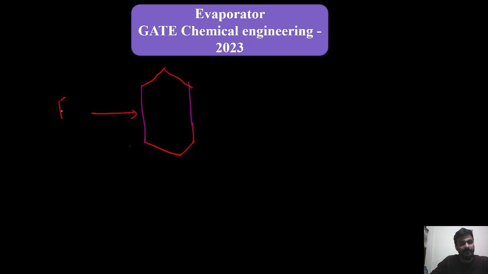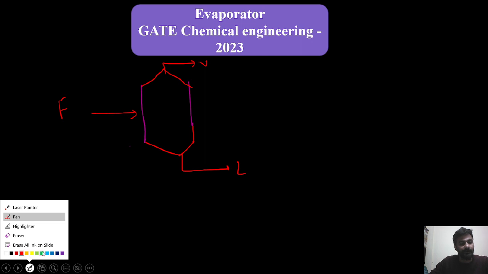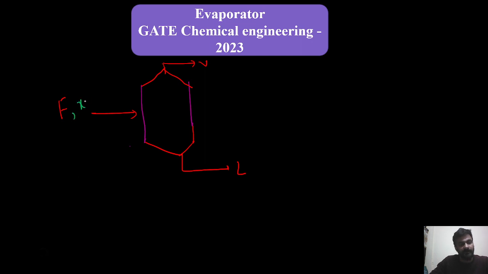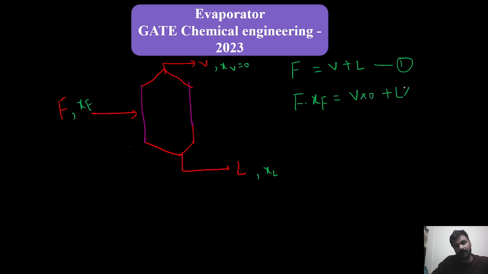Here our F was there, and here, as already explained, that is V, and here it will be L, right? So the mole fraction of solute was XF. Here the mole fraction of solute, I have told you, is equal to 0, and here the mole fraction of solute is XL. So first, the overall material balance is F is equal to V plus L, that is equation first. And now we'll apply the solute balance: F into XF is equal to V into 0 plus L into XL, right? So here I can write F into XF is equal to L into XL. That is equation second. This is a very, very important equation.